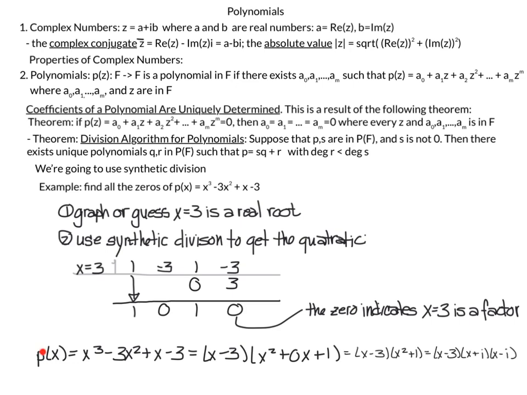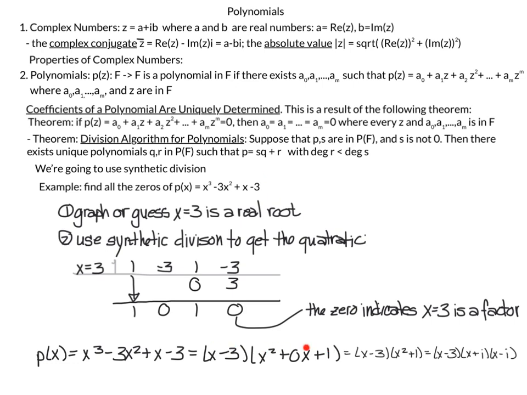But now we can say that p of x is equal to x cubed minus 3x squared plus x minus 3 is equal to x minus 3, that's our first real root. And now we have 1 times x squared, 0 times x, 1 times, and then 1 times 1. So this is the quadratic that is left over after we divide this polynomial by x minus 3.